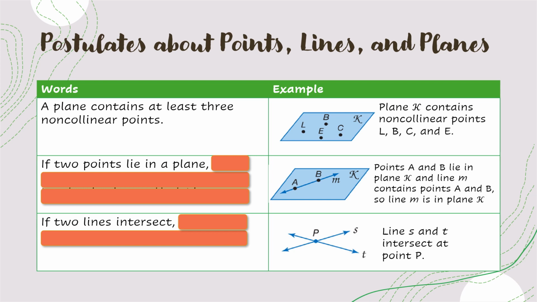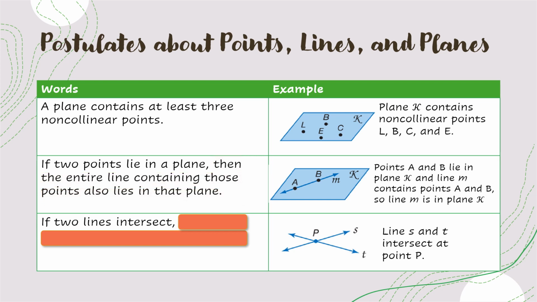Okay, the next postulate states if 2 points lie in a plane, then the entire line containing those points also lies in that plane. So the example is showing points A and B on plane K. What we're allowed to say is the line that goes through those 2 points, which we could call M, is also on the plane, and the entire line has to be on the plane. It's not one of those scenarios where the line is poking through.